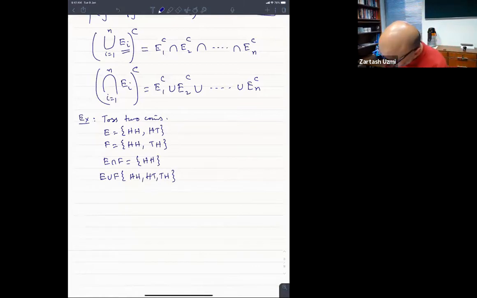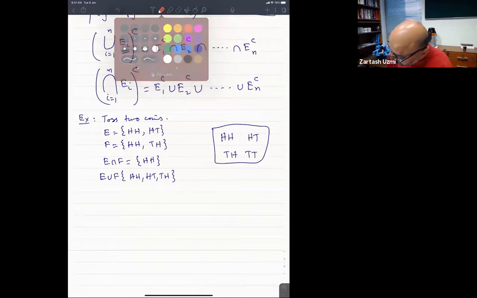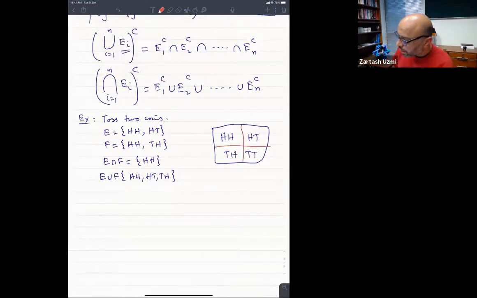So I'm going to draw this here. Okay. So you have HH, HT, TH and TT. Okay, and this is your event E. अभी ये मैं event E जो है ये बनाने लगा हूँ. This is your event E. ये रेड में जो है.